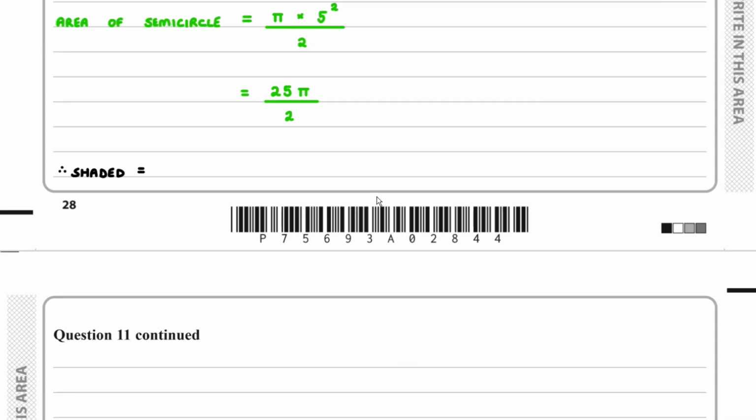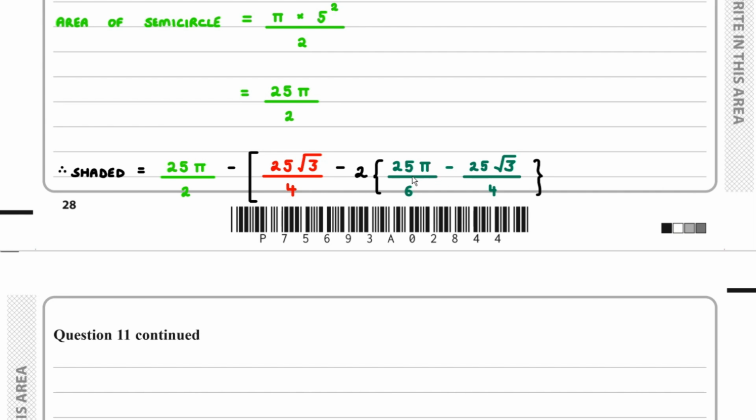So the shaded area is 25 pi over 2, take away the area of the triangle, which is 25 root 3 over 4, and then we take away the two segments, so we have two lots of the areas of those segments, 25 pi over 6, subtract 25 root 3 over 4.